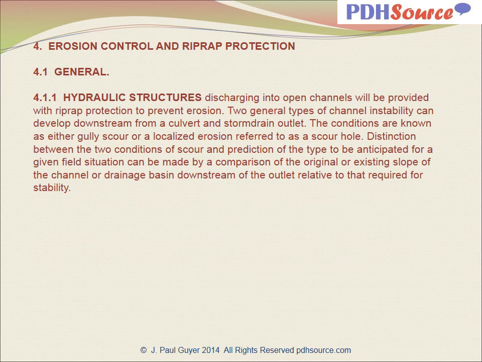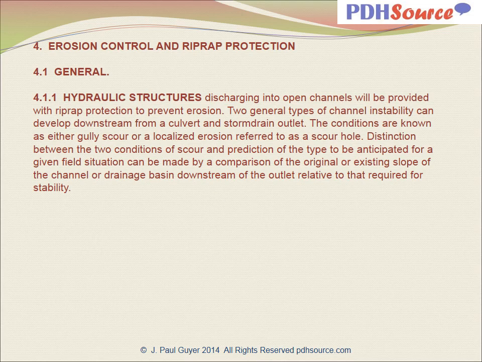Erosion control and riprap protection may be a consideration. Riprap, of course, has as its primary function erosion control on levees and embankments. Hydraulic structures discharging into open channels should be provided with riprap protection to prevent erosion. Two general types of channel instability can develop downstream from a culvert and storm drain outlet. The conditions are called either gully scour, or localized erosion, which is referred to as a scour hole.